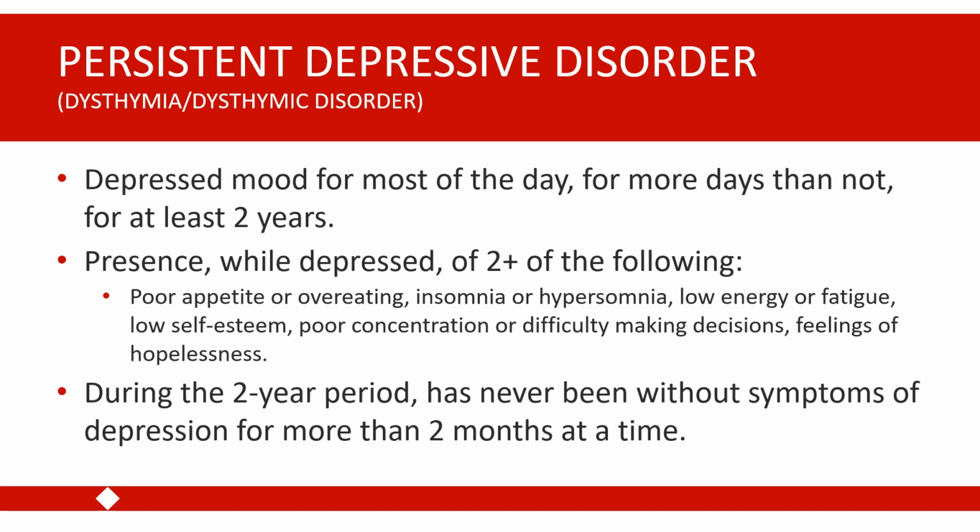It is also possible for an individual to meet diagnostic criteria for both disorders. For example, an individual who has symptoms that meet criteria for a major depressive episode for at least 2 years would receive a diagnosis of both major depressive disorder and persistent depressive disorder. An individual can also experience an episode of major depression on top of chronic low-grade symptoms of persistent depressive disorder. You'll sometimes see this referred to as double depression.